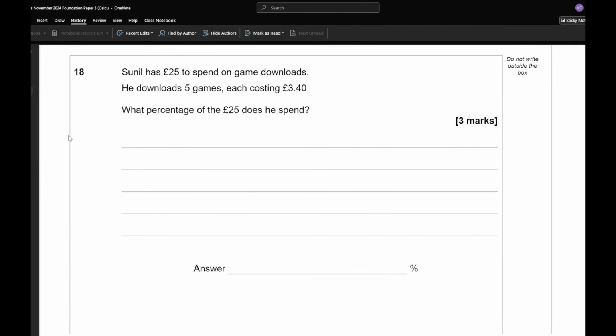Moving on to question 18, it says Sunil has £25 to spend on game downloads. He downloads 5 games, each costing £3.40. What percentage of the £25 does he spend? So let's have a look.